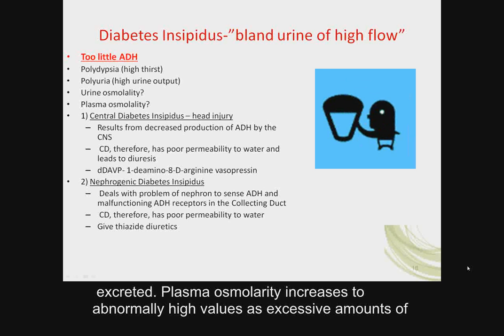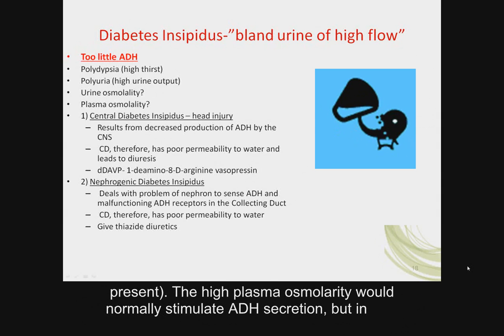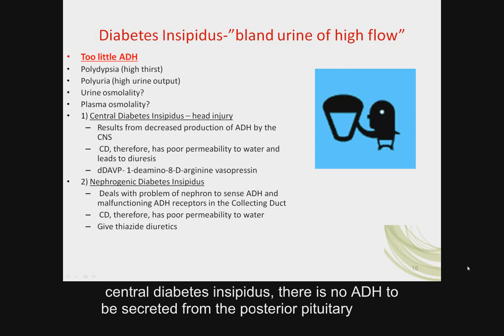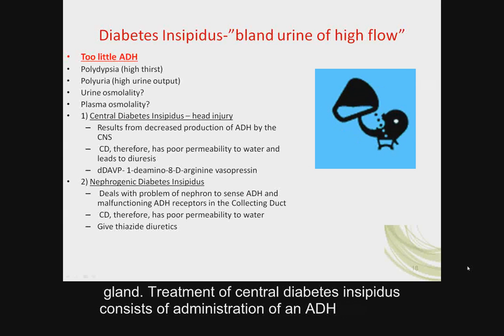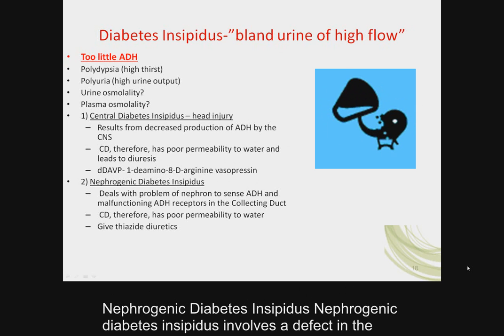Plasma osmolarity increases to abnormally high values as excessive amounts of water are excreted in the urine, water that would have been reabsorbed if ADH were present. The high plasma osmolarity would normally stimulate ADH secretion, but in central diabetes insipidus, there is no ADH to be secreted from the posterior pituitary gland. Treatment of central diabetes insipidus consists of administration of an ADH analog, such as 1-deamino-8-D-arginine vasopressin, abbreviated as DDAVP.